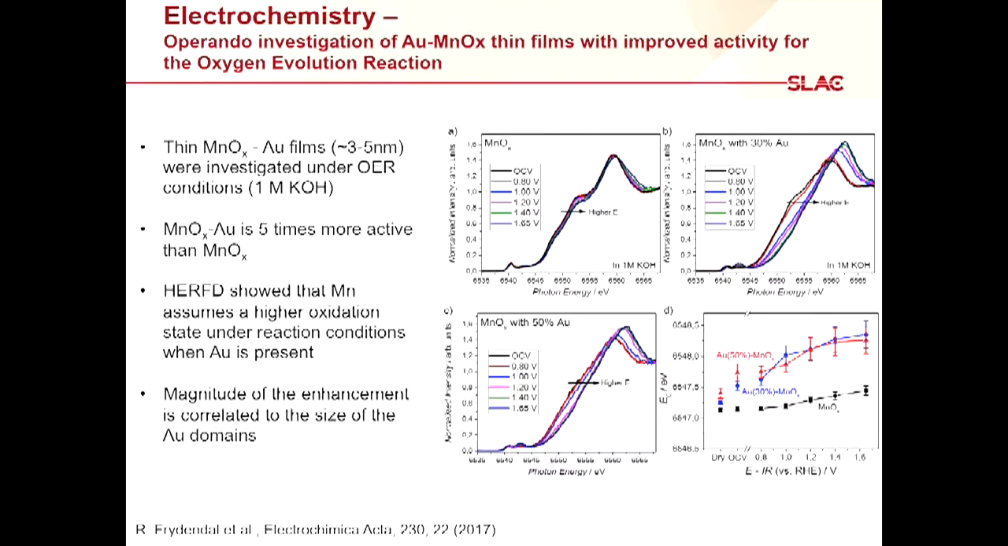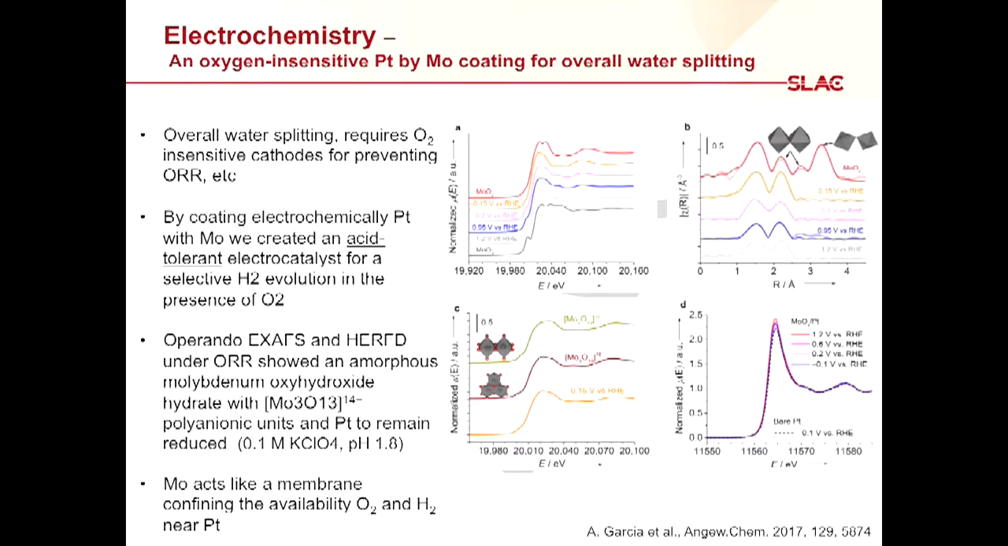What is specific about this gold manganese catalyst is that manganese gold is 5 times more active than manganese. So we were trying to investigate why, when somebody adds some gold co-catalyst in the sample, the activity becomes much higher. And through some higher resolution X-ray absorption spectra, during the operating conditions, during different potentials in the CV curves, we were able to determine that manganese assumes a higher oxidation state under reaction conditions when the gold is present, and this explains this higher activity.